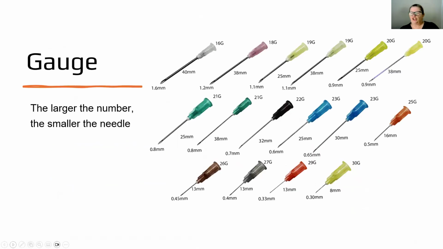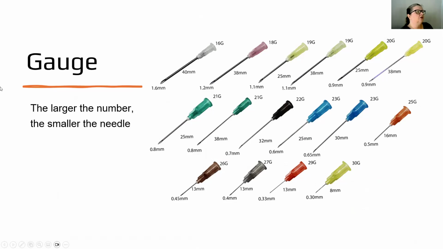There are various gauges of needles out there. And this goes really from like, well, not quite the largest to the smallest, but almost the largest. The thing with gauges of needles is the bigger the number, the smaller in diameter the needle is. Okay, so it's kind of the opposite of what you would think.